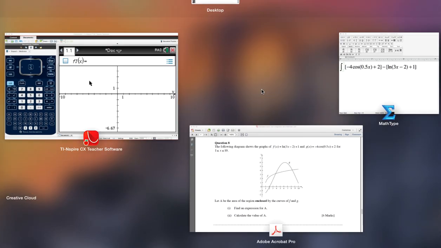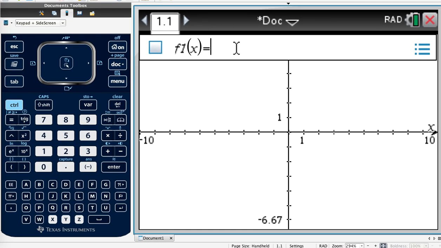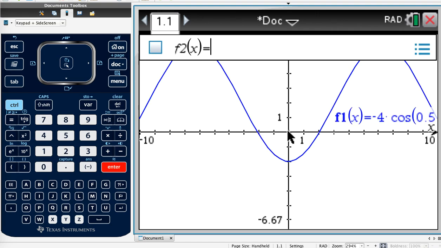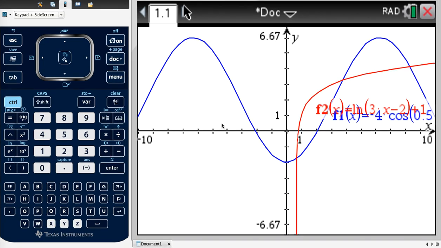So if we go on to our GDC here, we can do minus 4 cos 0.5x plus 2, making sure that we're in radians, which you can see here that we are, and then we can do the other one, which is natural log of 3x minus 2 plus 1. And remember that the question said to find the enclosed area between the two curves f of x and g of x, and that the curves were only defined between x is 1 and x is 10.